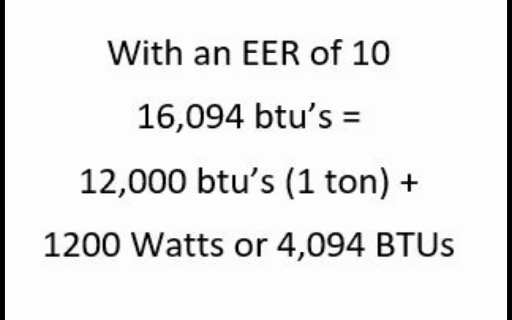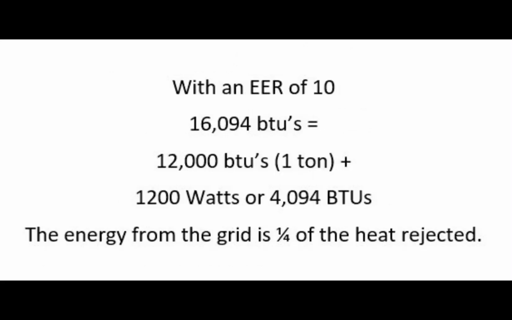So basically when we add that up, let's just throw some numbers out and say, okay, we're going to put in 1 ton of air conditioning, 12,000 BTUs, at an EER of 10, which is a pretty good unit. So we got 1,200 watts is what we're using, or 4,094 BTUs. Basically what we're seeing is that 1/4 of the energy being rejected outside has actually come from the grid, and the rest is from the energy soaked up from inside the house.